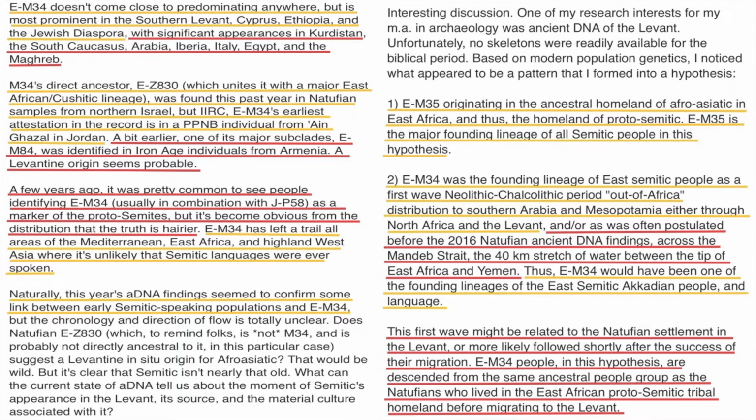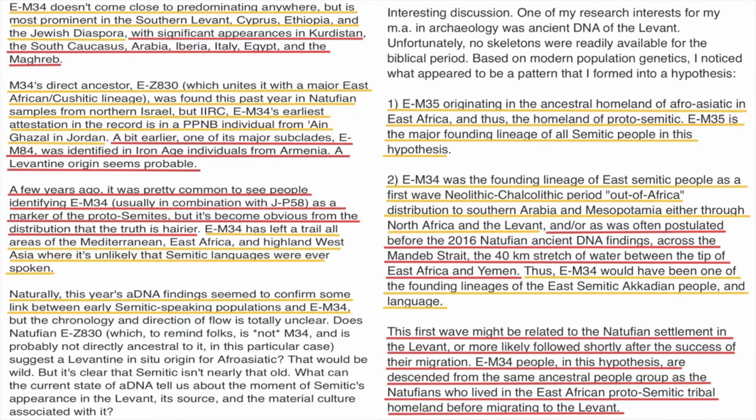E-M34 has left a trail all across the Mediterranean, East Africa, and highland West Asia, where it's unlikely that Semitic languages were ever spoken. Naturally, this year's DNA findings seem to confirm some link between early Semitic speaking populations and E-M34. E-M35 originating in the ancestral homeland of Afroasiatic in East Africa, and thus the homeland of Proto-Semitic. E-M35 is the major founding lineage of all Semitic people in this hypothesis. E-M34 was the founding lineage of East Semitic people as a first wave Neolithic Chalcolithic period out of Africa distribution to southern Arabia and Mesopotamia, either through North Africa and the Levant.